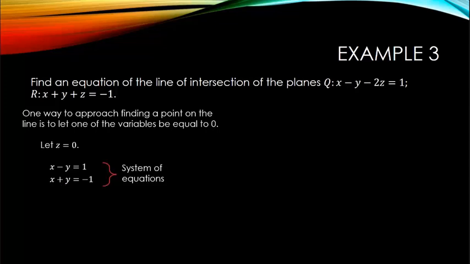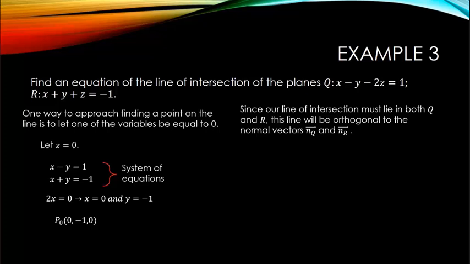This is a system of equations. I'm simply going to add the two equations together, which will eliminate my y variable, and it will give me 2x is equal to 0, so that x has to be equal to 0, and that y is going to be equal to -1. My point on the line of intersection, P sub naught, will have the coordinates 0, -1, 0. Now, since our line of intersection must lie in both the q and r plane, this line will be orthogonal to the normal vectors n sub q and n sub r. I'm going to construct a cross product.